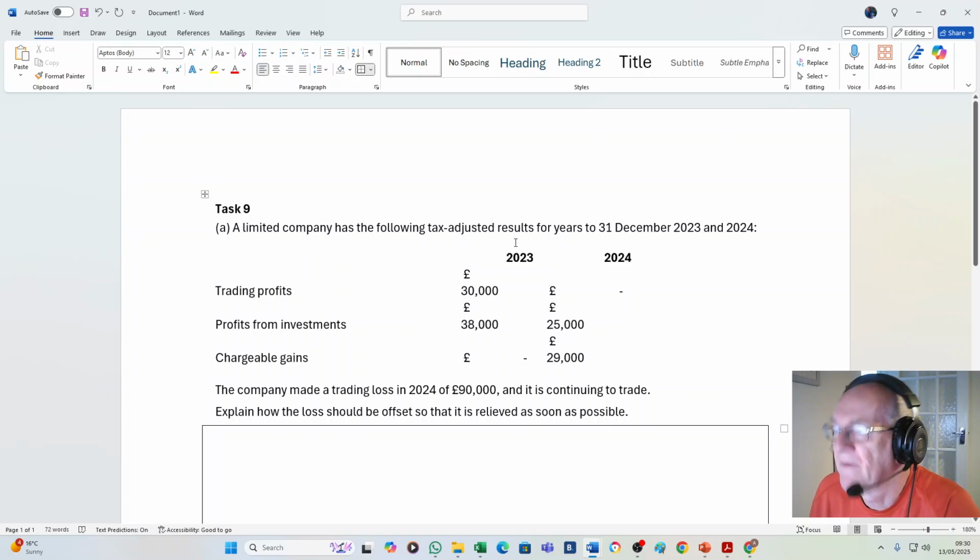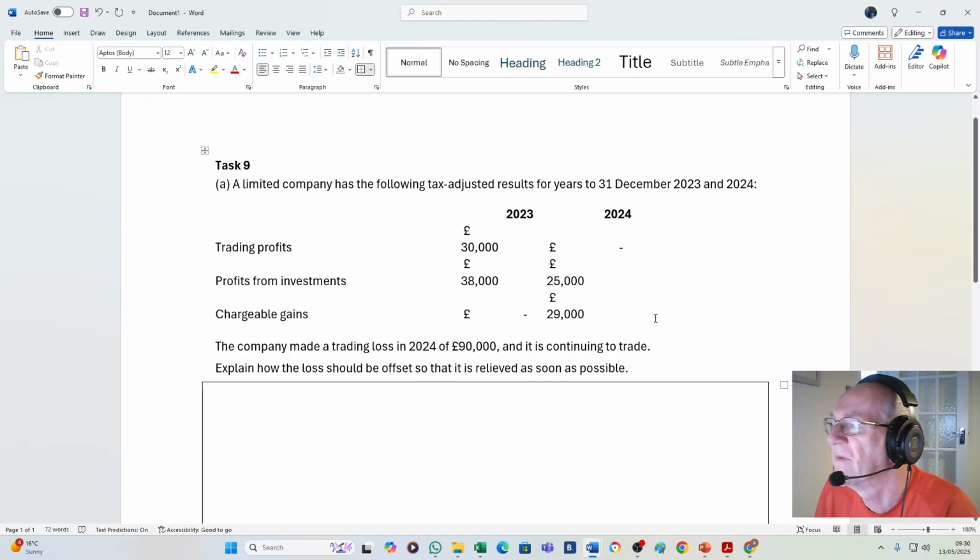The limited company has the following tax adjusted results. So notice this is a 0. It doesn't say minus £90,000, which is the loss they've made. But they're continuing to trade, so we're not going to look at terminal loss relief in this question. But make sure you can, obviously, in preparation for the exam.